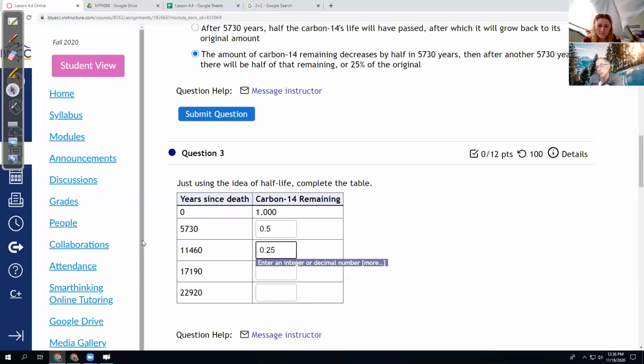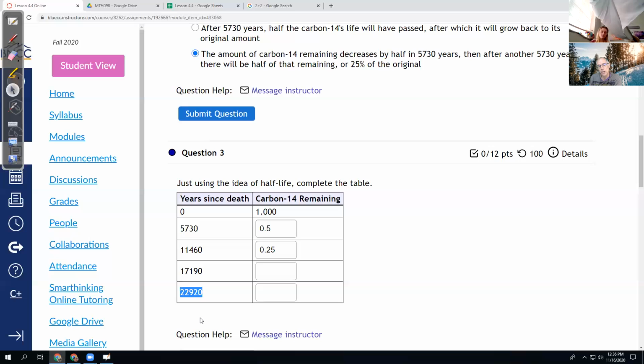So either on your spreadsheet or on your calculator, check 17,190, 22,920. See what those numbers are. Each of the numbers in the Y column here, if you check, they're 5,730 years apart as I move along here. So check on your calculator what we're going to get for the next 2 percentages. That's decimals.